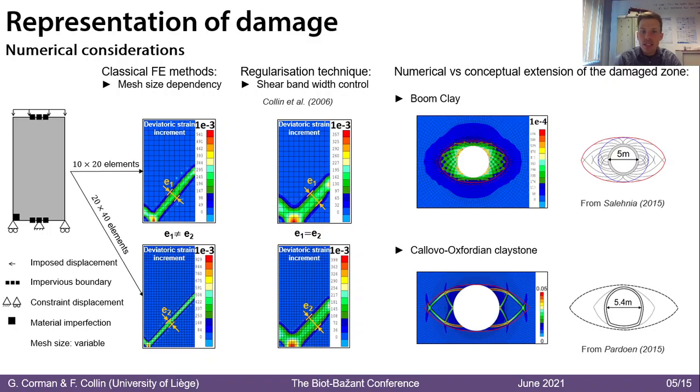Practically, we can see that if such a technique is used to model the damage in Boom Clay and in the Callovo-Oxfordian claystone, we obtain a good agreement with the extension of the damage zone that has been conceptually validated in these 2 host rock formations.